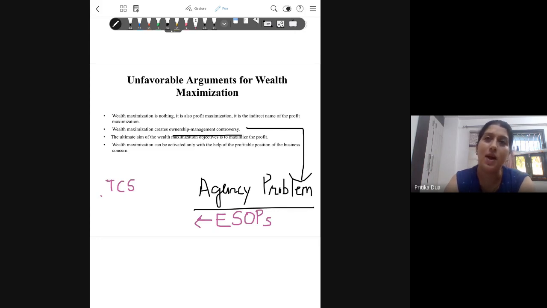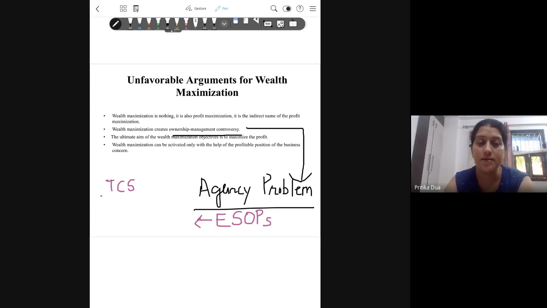So ESOPs mein kya hota hai ki jo employees hain jo acha perform kar rahe, unko shares allot hote hain firm ke. Jab aapko shares allot hue, तो आप क्या कोशिश करोगे, क्योंकि अब आपकी भी फाइनेंशियल इंटरेस्ट है फर्म में, आपकी भी ओनरशिप है फर्म में, you will work with more dedication because now it's not only the shares of the company which you are interested in, but you are also interested in your own shareholding and you want to maximize the value of that shareholding. So ESOPs are offered to avoid conflict between the ownership and management.